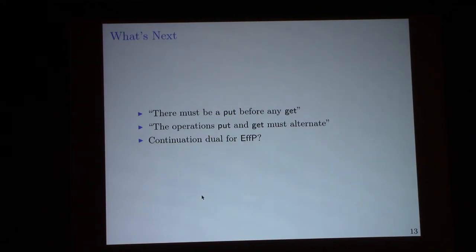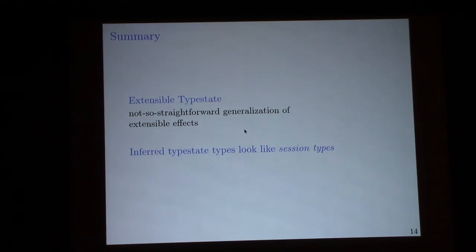That's another thing. It's also an interesting question, since the standard non-parameterized F corresponds to delimited control with answer type modification, what should be the continuation dual of FT? I have no idea. Well, this is the end of the talk, and back to the summary. I talked about extensible type state, which is a generalization of extensible effects with some non-trivial twists. And if we look at the inferred type, then it indeed looks like a session type. Okay, thank you.